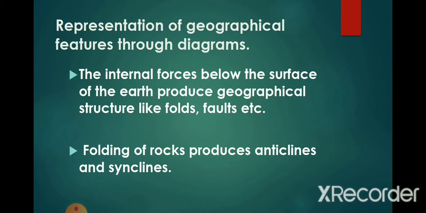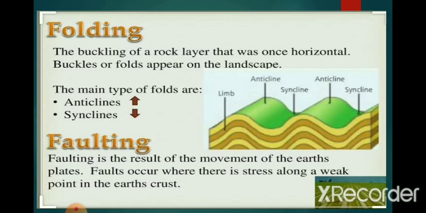Now we'll see what this folding and faulting is. For example, think about a sea wave. In that we can see an upper part and a lower part. The upper part we usually call a crest, and the lower part, the down portion, we call a trough. Like that, in mountains also we can see a fold and a fault. Now let's see what folding is and what faulting is.